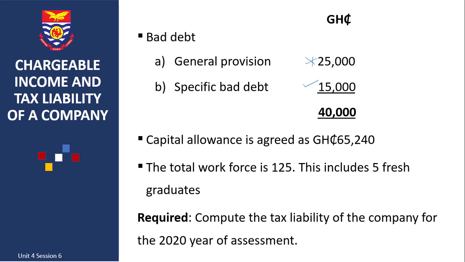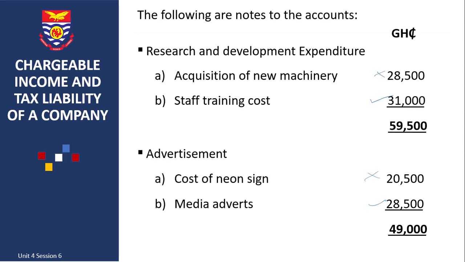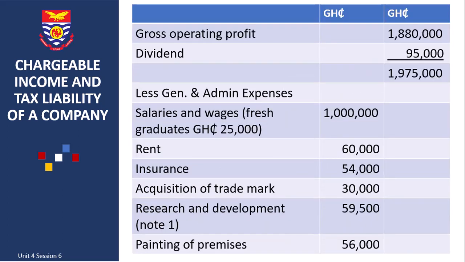We have capital allowances agreed as 65,240. The total workforce is 125. This includes 5 fresh graduates. Compute the tax liability of the company for the 2020 year of assessment. So we'll go back to the question again so you can put down the question.